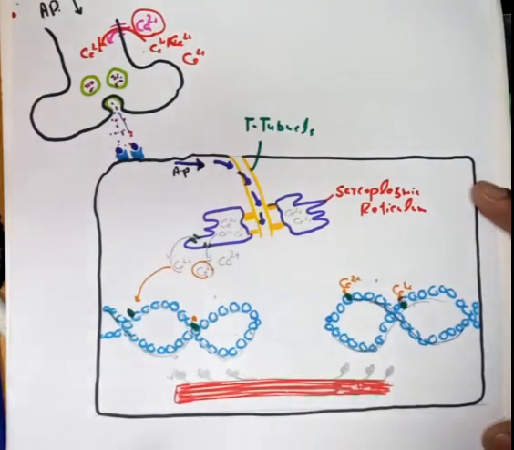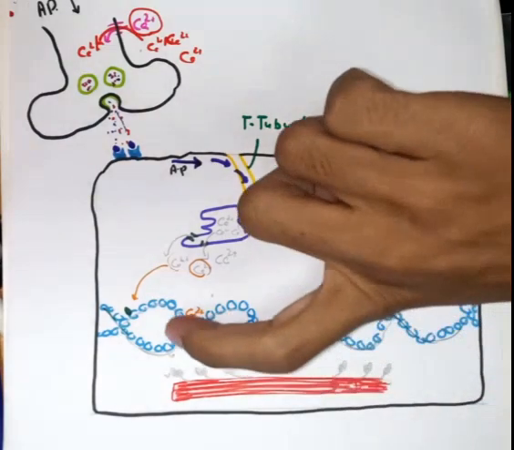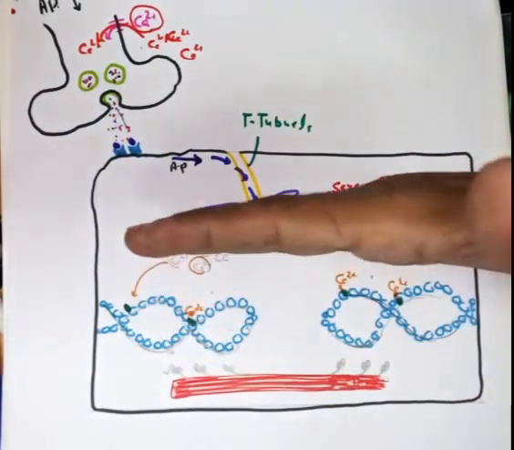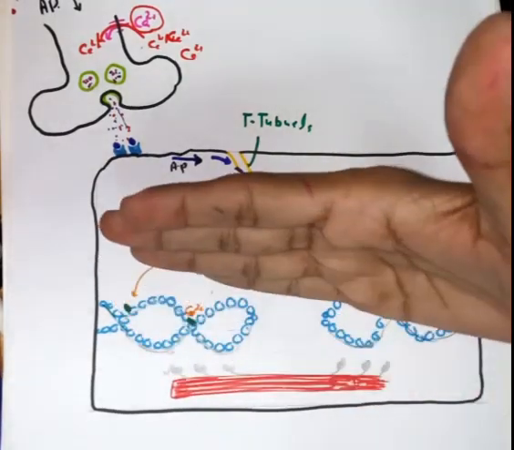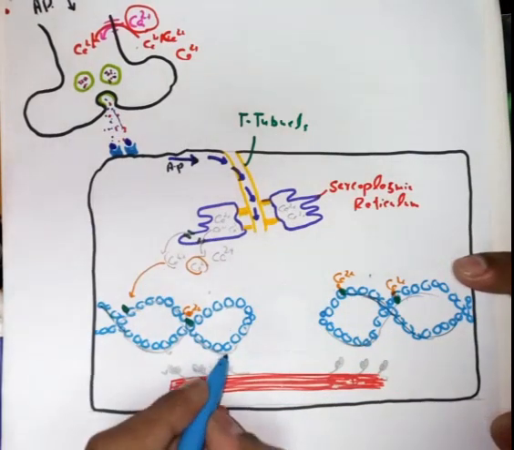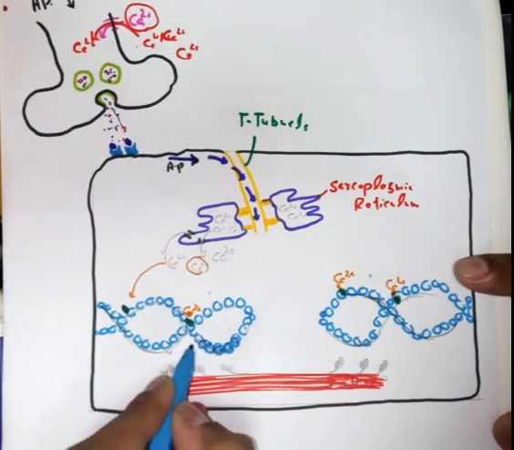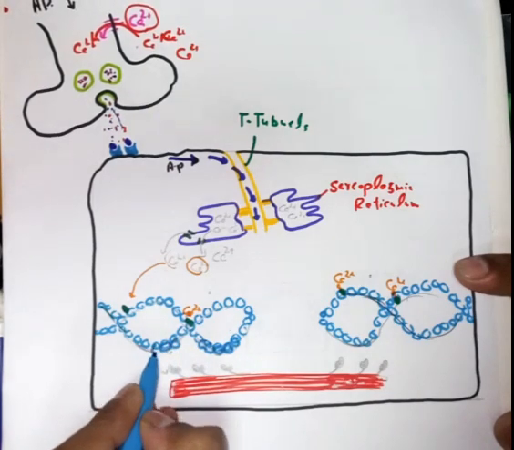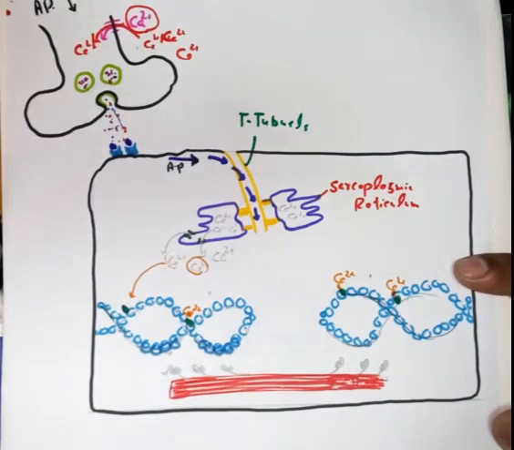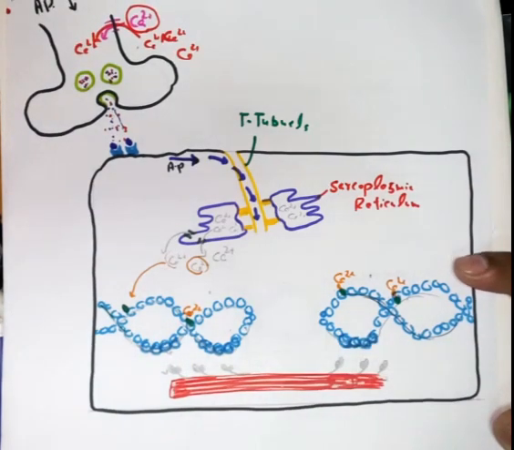When calcium attaches to the troponin protein, there will be a conformational change in the tropomyosin, and this tropomyosin will get lifted upside. When it is lifted, the active site of actin will get exposed to the myosin head.